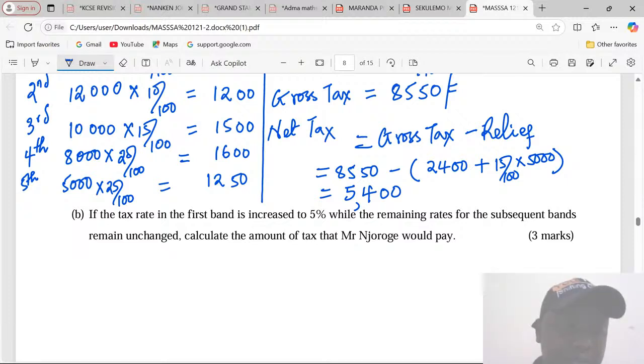For now, let's continue with taxation mathematics paper 2. Part B of this question, which is a very interesting question. I hope you guys are getting it.